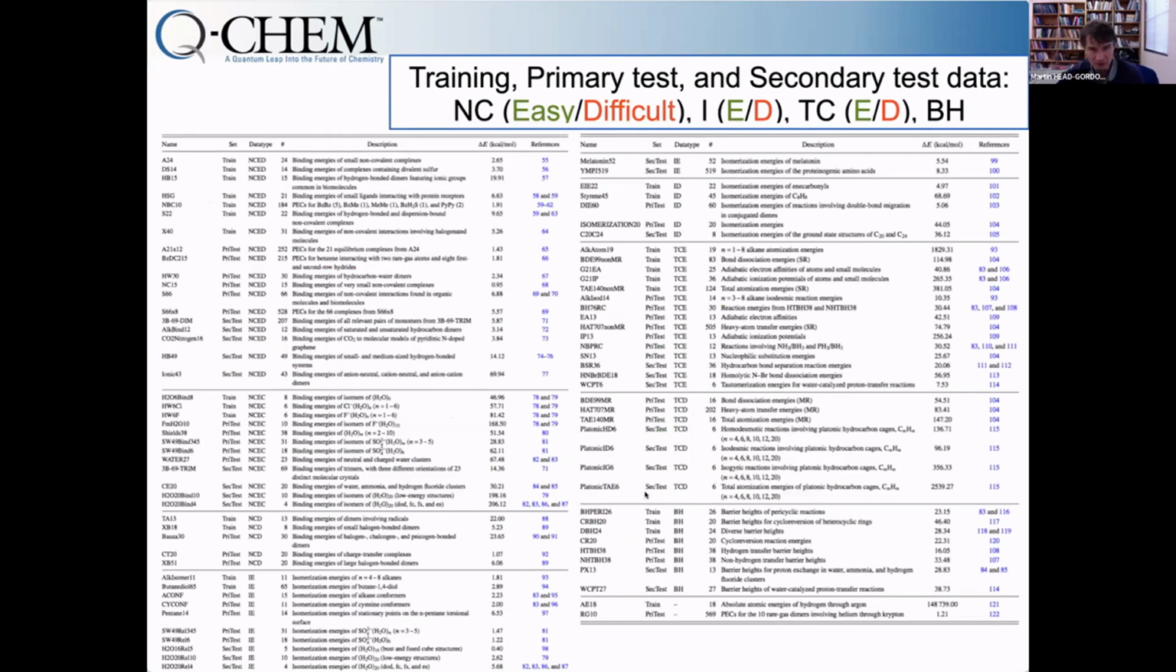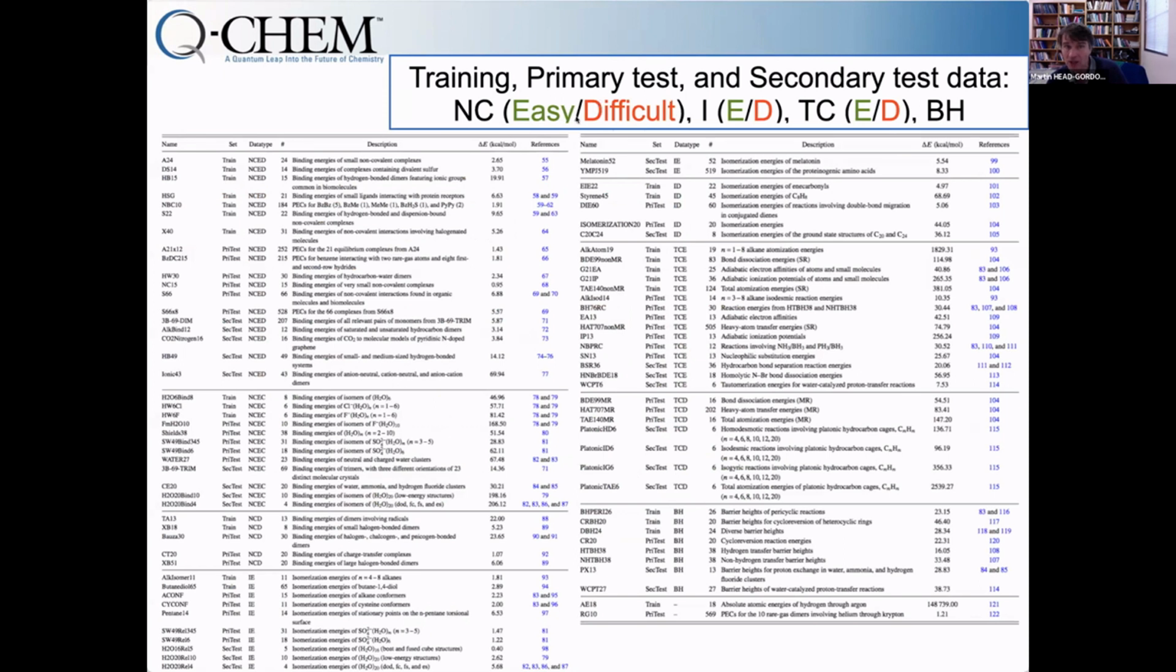And we need, this is a very quick glance at the data. Don't stare at it too hard. The only thing to stare at is that the data comes in categories. There are non-covalent interactions, that's NC henceforth. And we split that into easy and difficult. You might imagine what easy and difficult is.